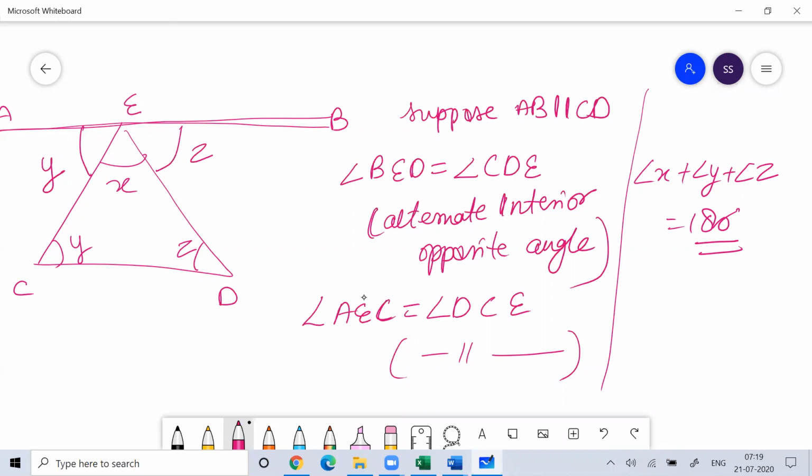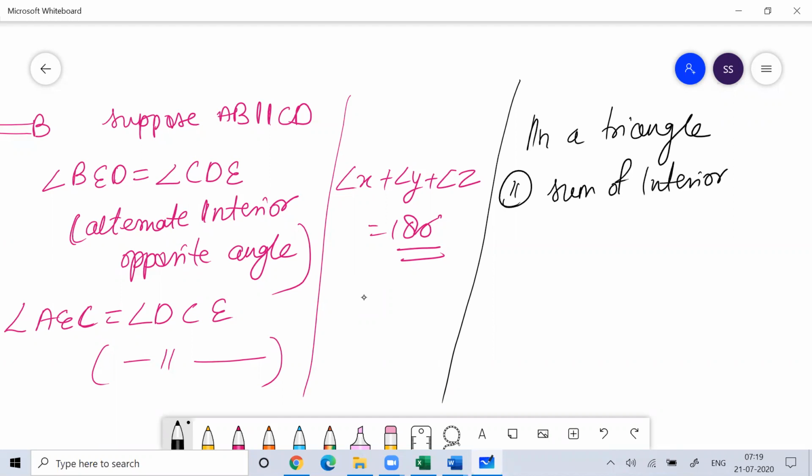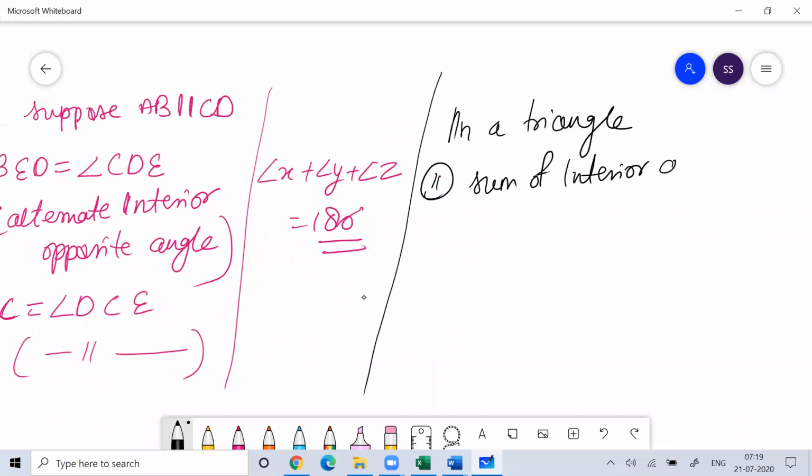You should remember these three important properties in a triangle. The first is that the sum of interior angles in a triangle is equal to 180 degrees. You should know this.